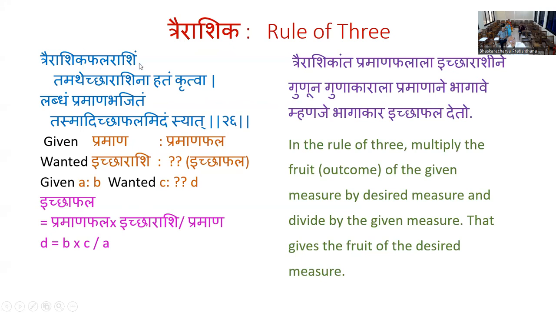त्रैराशिक फल राशिम् तम् अथ इच्छा राशिना हतं कृत्वा. So pramana is given and there is corresponding pramana phala. So this phala rashi, phala corresponding to pramana, you take that and multiply it by ichha rashi. Tam atha ichha rashina hatam krutva means multiply.